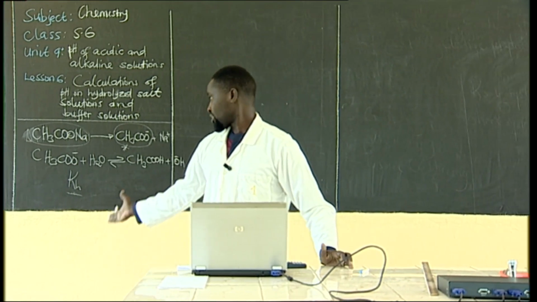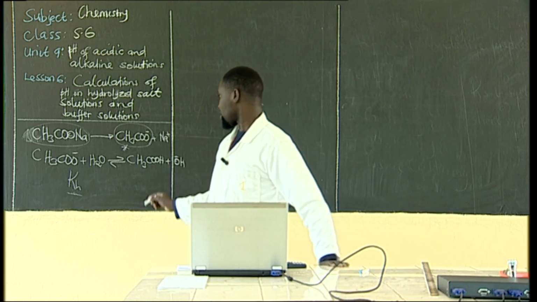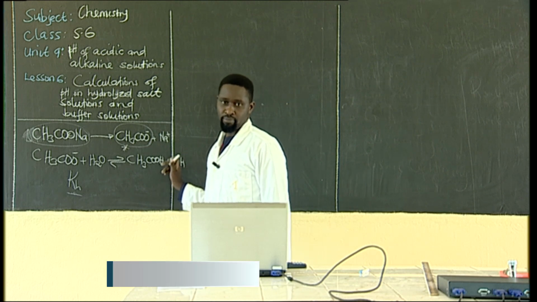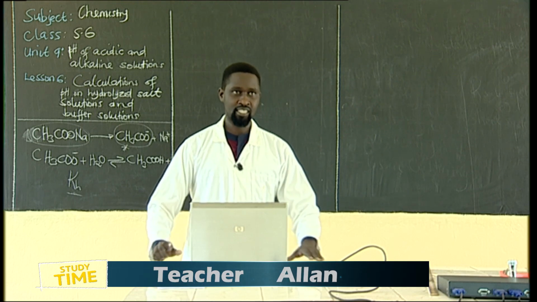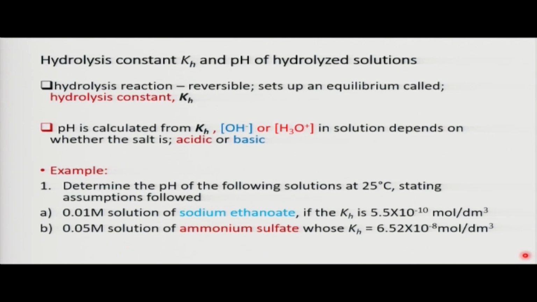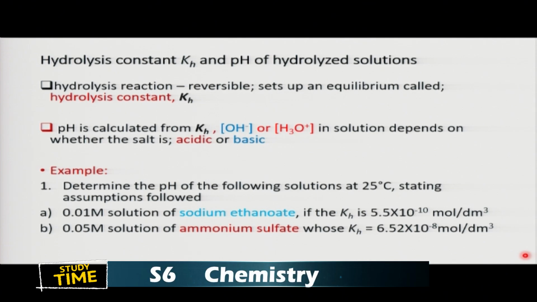From the hydrolysis constant, the pH can be calculated based on whether there are OH ions or hydronium ions. Let's take a few examples so we can understand exactly what we mean by the pH of hydrolyzed solutions. The example is on the slide. We are to determine the pH at 25 degrees Celsius, stating all the assumptions. First, number one, we are looking at sodium ethanoate.